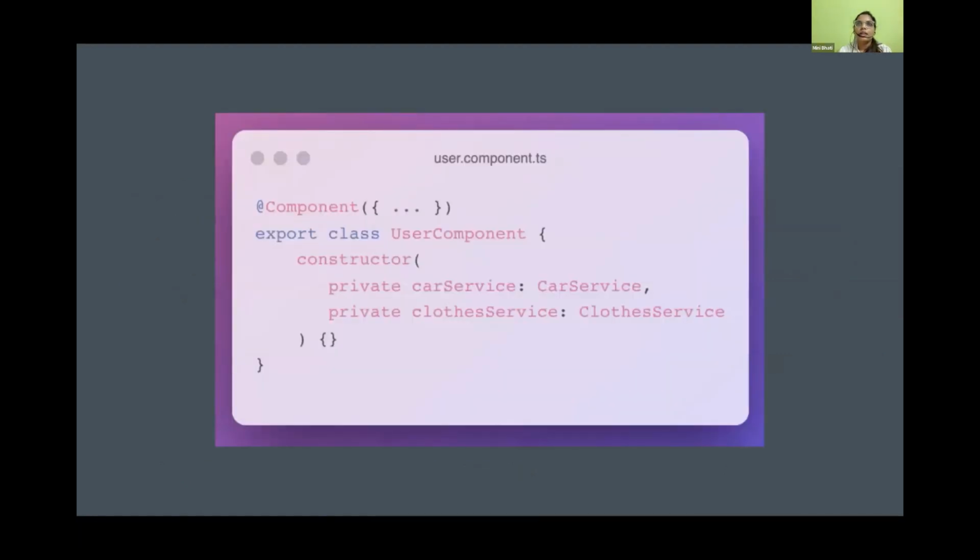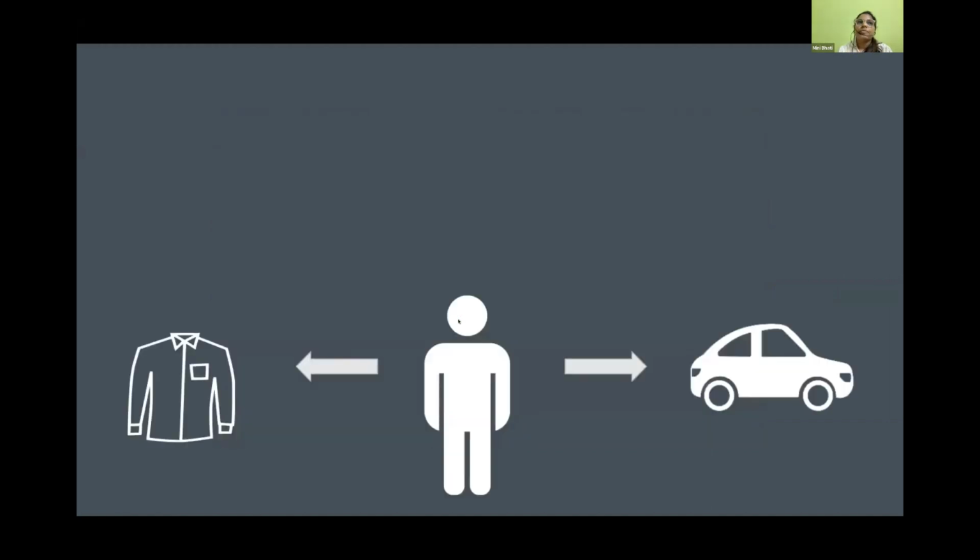Let's place that user and put it in the component. This is a user component, and in the constructor, we are injecting two services: car service and clothes service. Car service is basically responsible for giving you all the services which you require, similarly clothes. Now, let's place a third dependency in the picture, which is a laptop.